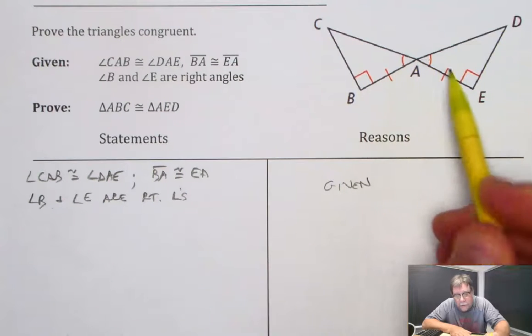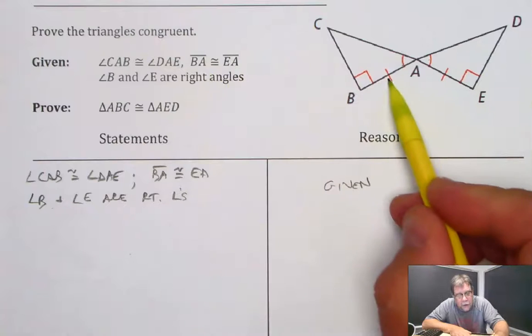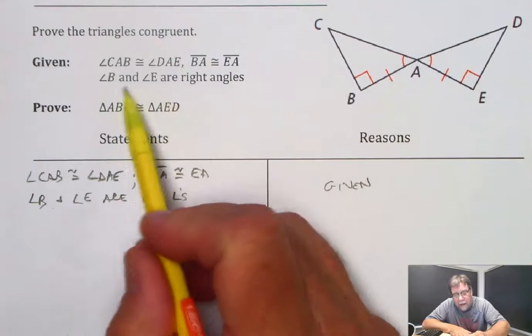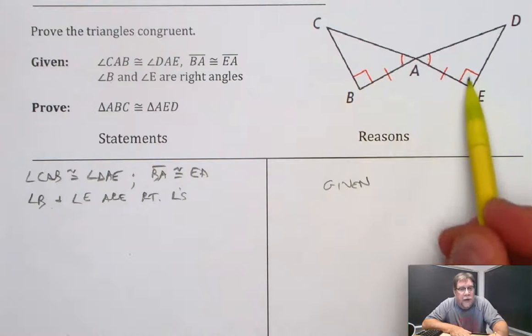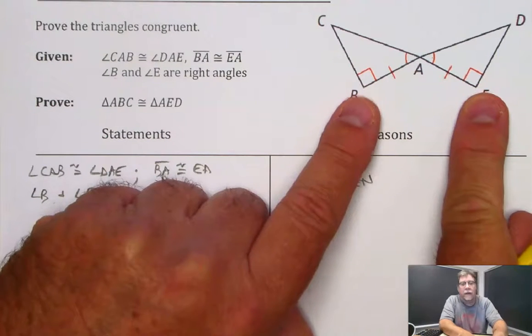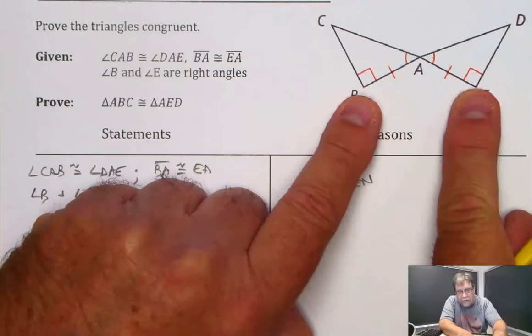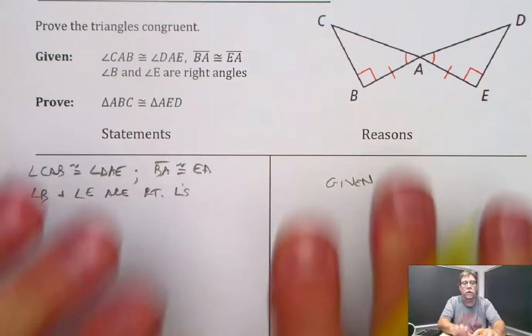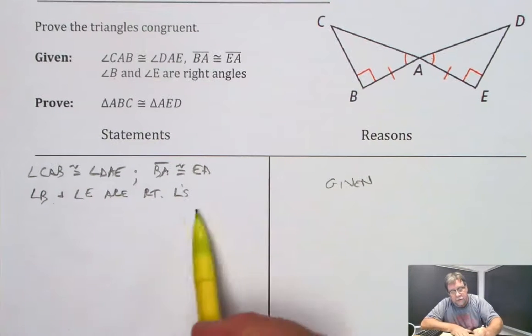So they're marked congruent. Segment BA and EA are congruent. They're marked congruent. And B and E are right angles. So they're marked as right angles. These are not congruent marks, by the way. Now, we know that 90-degree angles are congruent, but these don't really say that. They just say that we have two right angles here. So we're going to have to say that they're congruent for a reason. So here's the given information.